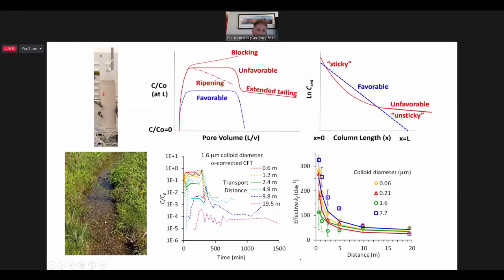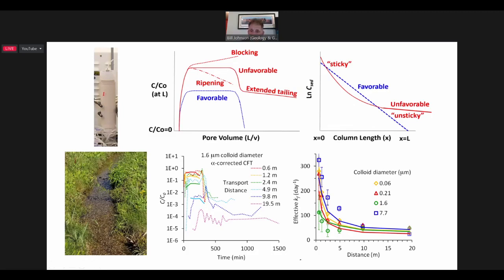We did work in a gravel channel at Notre Dame University, and these are the breakthrough elution curves. But the point is we can back out the filtration rate coefficient describing the breakthrough at each location for 4 different colloid sizes, ranging from 60 nanometers up to 7.7 micron in diameter. And all of them showed this decreasing filtration as a function of transport distance, consistent with this idea that the population is getting less sticky as it moves forward, as it transports down gradient.